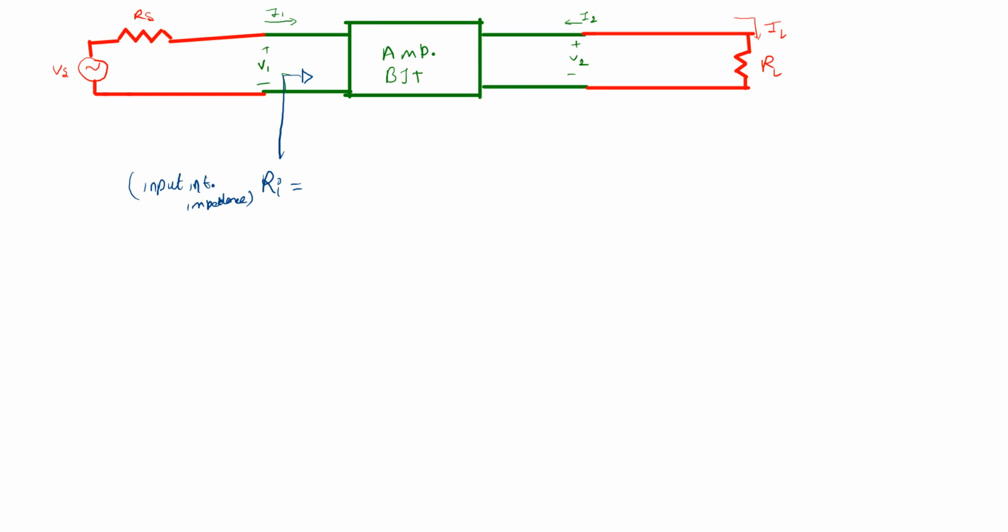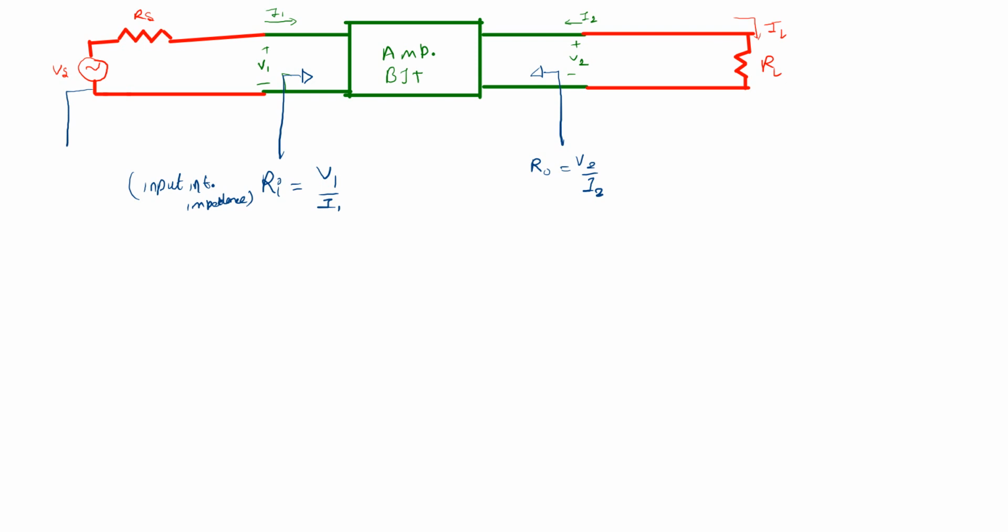So what is the input impedance here? That is V1 over I1. At the output side we need to see the output impedance, the internal output impedance, which is denoted here with R0. So R0 is V2 over I2. So we got the two types of thing, the internal input impedance and the internal output impedance. Now we need to see the overall input impedance.